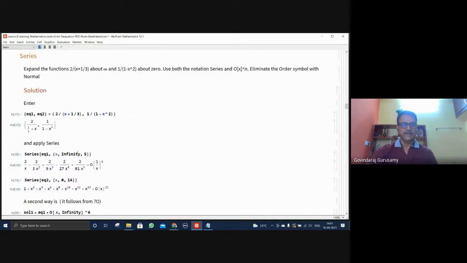And you can expand around any value of interest. See here we have expanded this expression about infinity. Then this has been done.